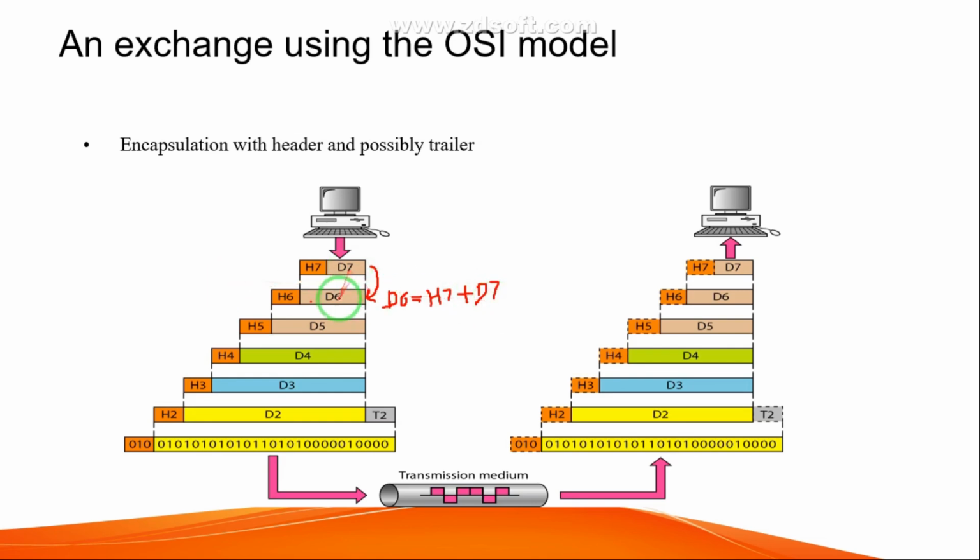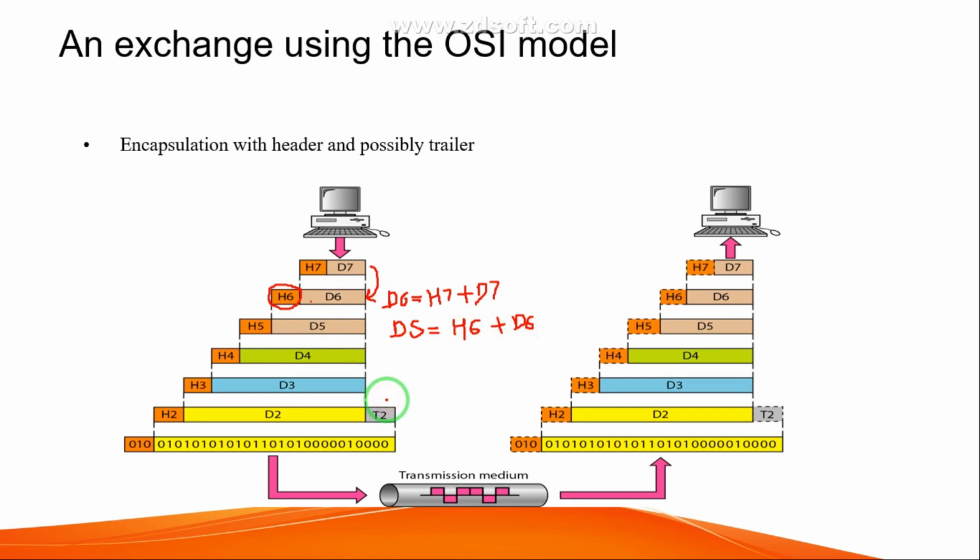Now, at this 6th layer, it is going to add this header, that is H6. So now it is H6 plus D6. It goes to the lower layer, that is to the 5th layer, and it becomes D5. That is your data. It means D5 is equal to H6 plus D6. So you can see that at each layer, the encapsulation is going on.